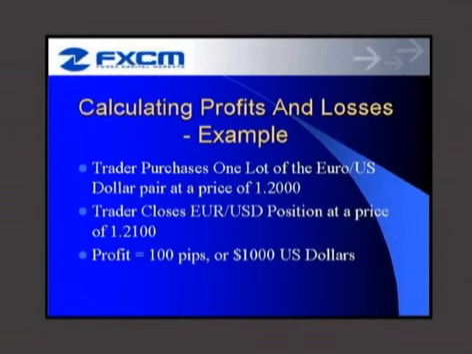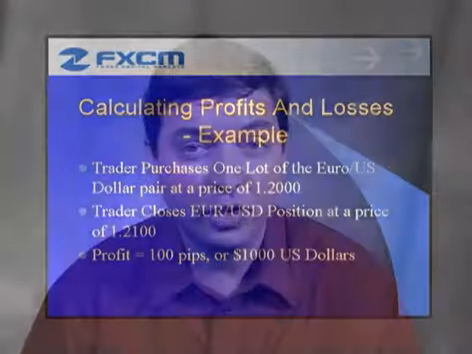Okay, calculating profits and losses. Let's take a look at an example of how this would be done. Let's assume that a trader purchases one lot of the Euro-US dollar currency pair at a price of 1.2000. The trader then closes out the Euro-US dollar position at a price of 1.2100, or 100 pips higher. The profit would be 100 pips, and if we're trading in the standard sized account, 100 pips would equal 1,000 US dollars. If we're trading in a mini account, 100 pips would equal 100 US dollars in this example.